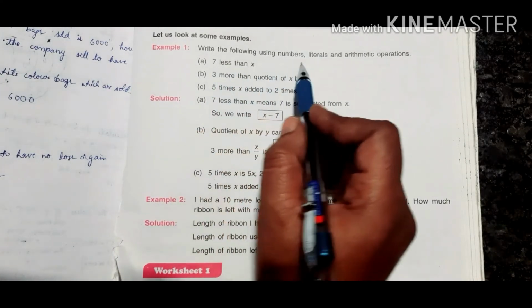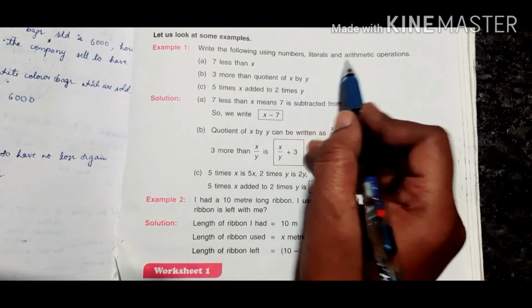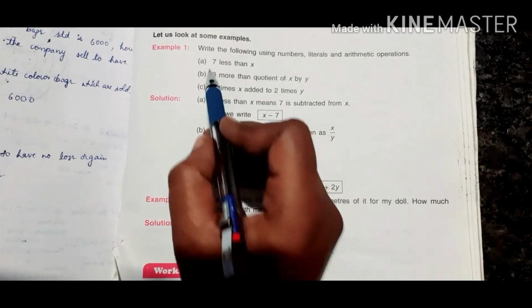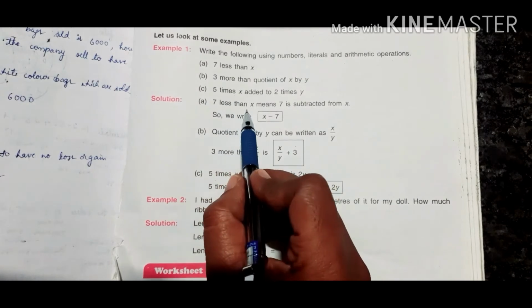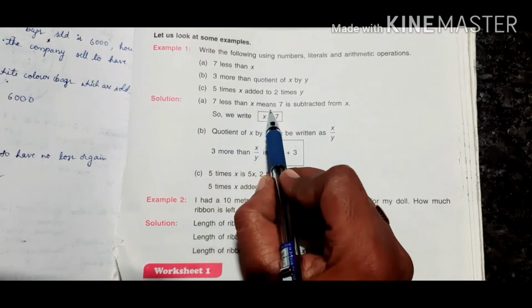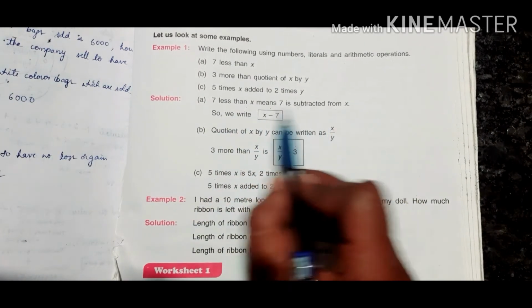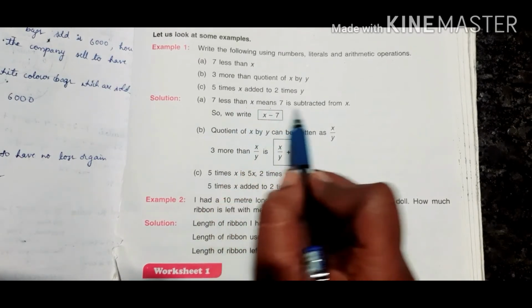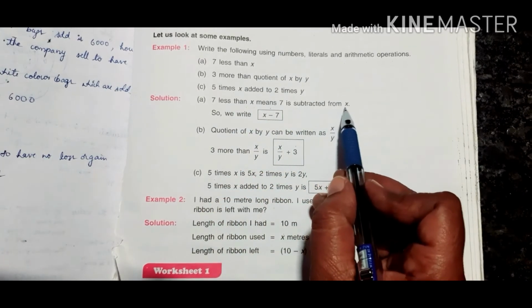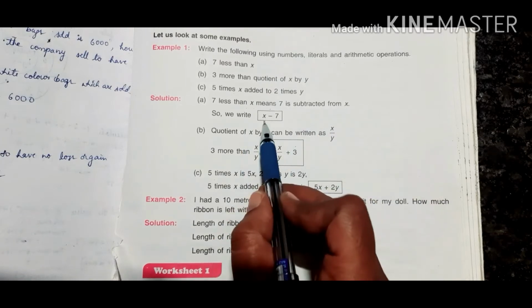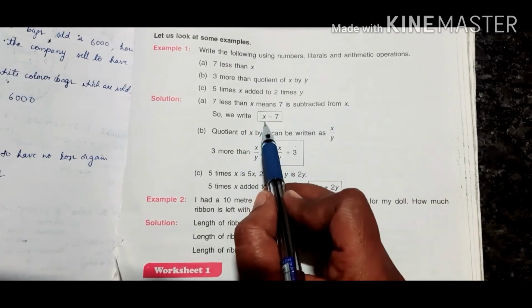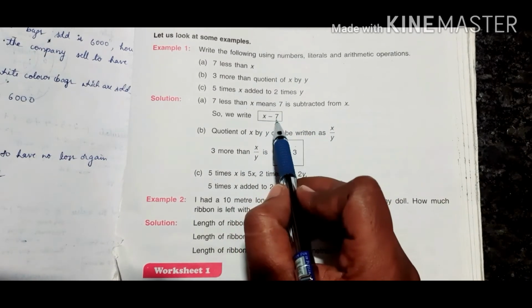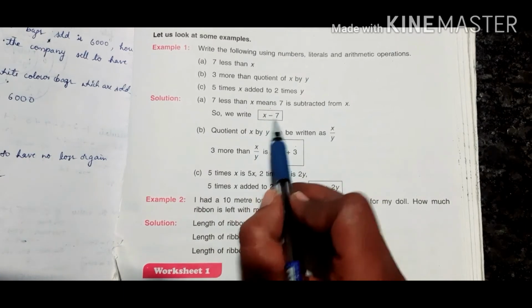Write the following using numbers, literals and arithmetic operations. First one is 7 less than x. 7 less than x means 7 is subtracted from x. So we usually write the letter first, so x will be written first, minus 7. So this means 7 less than x.